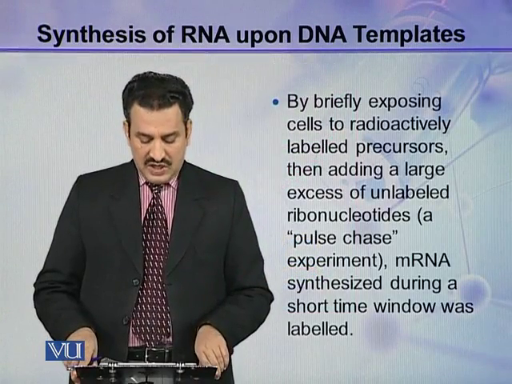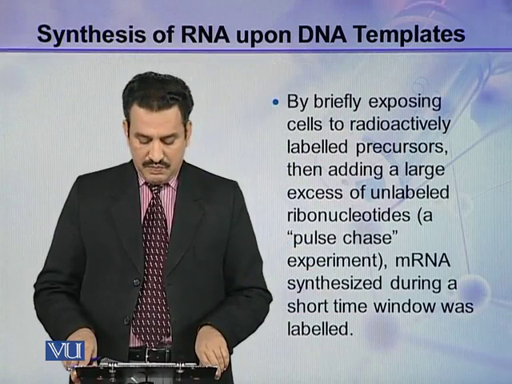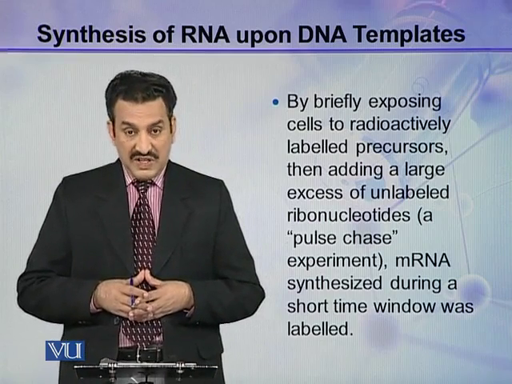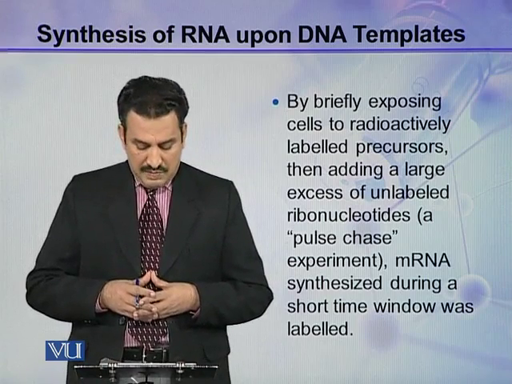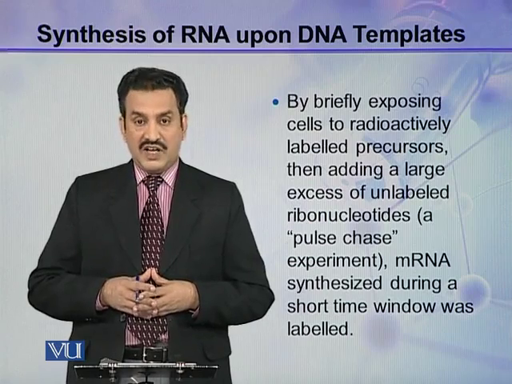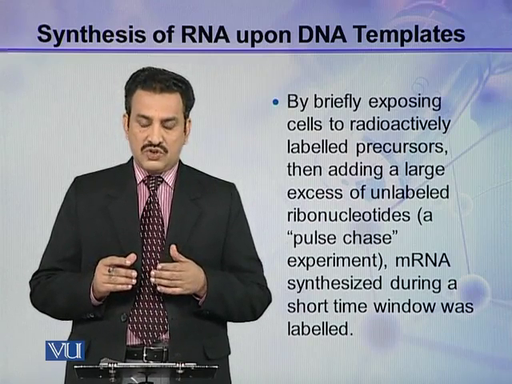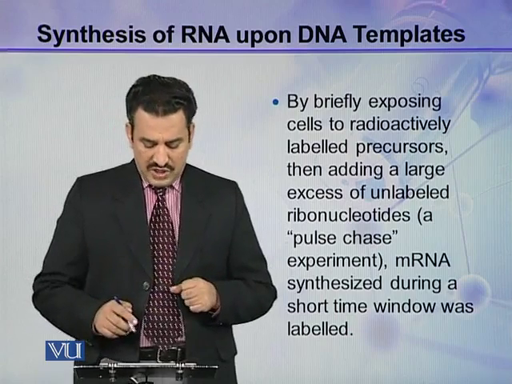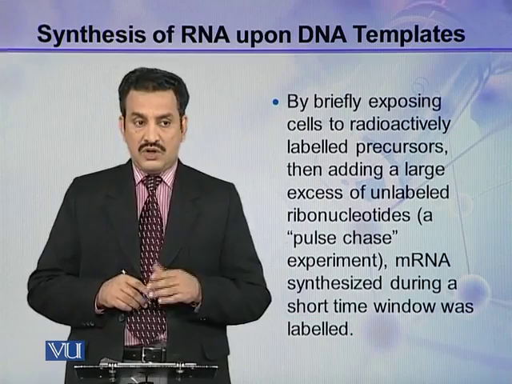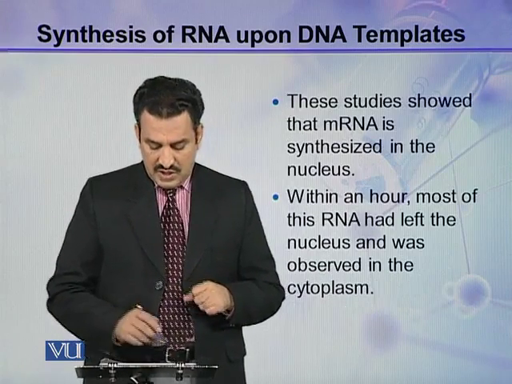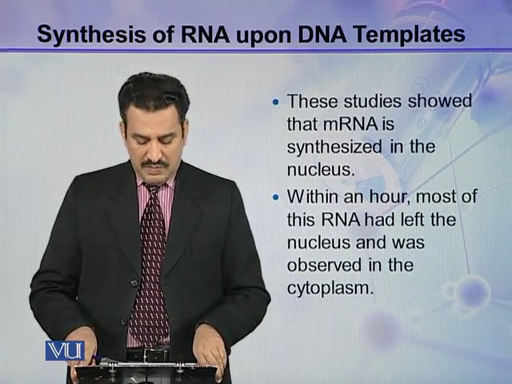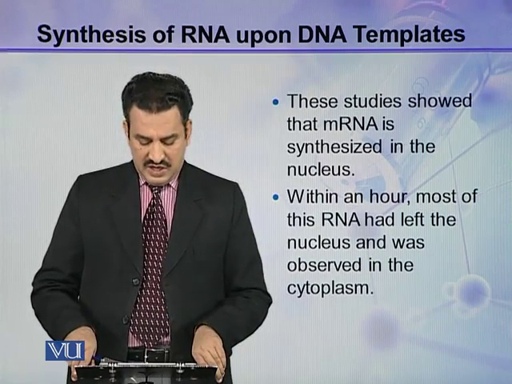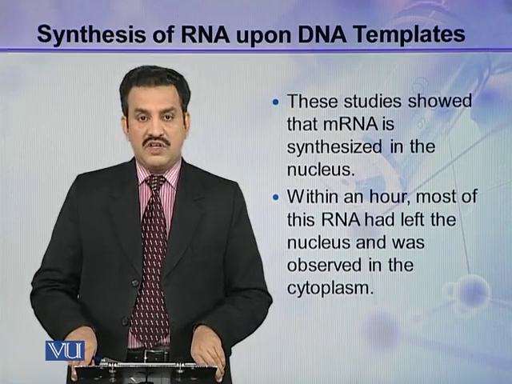By briefly exposing cells to radioactively labeled precursors, then adding a large excess of unlabeled ribonucleotides, which is a pulse-chase experiment, mRNA synthesized during a short time window was labeled. So first, labeled ribonucleotides were added for a very short span, and then unlabeled ribonucleotides were added, and then it was checked where the labeled nucleotides are present. These studies showed that mRNA is synthesized in the nucleus. Within an hour, most of this RNA had left the nucleus and was observed in the cytoplasm.